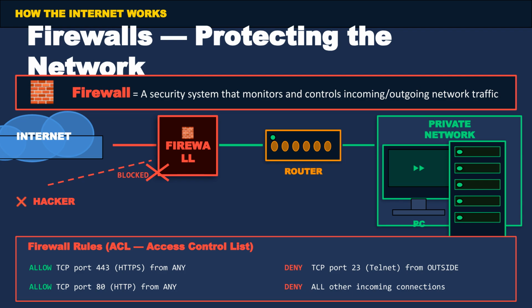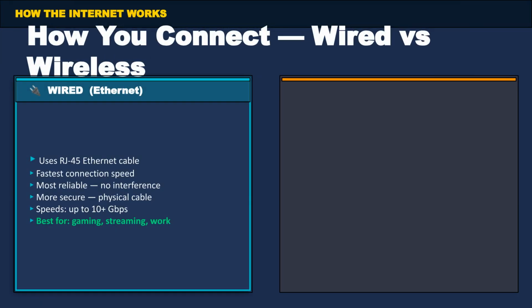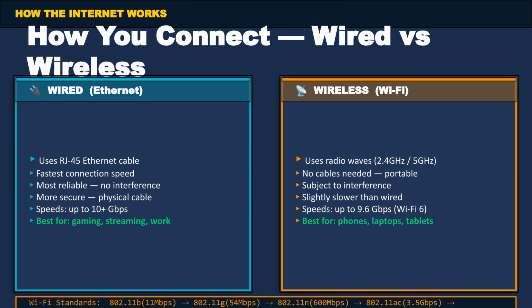Firewalls protect the network by monitoring and controlling incoming and outgoing traffic, acting as a security system. They use access control lists, or ACLs, to define rules, such as allowing secure web traffic while denying other unwanted connections.